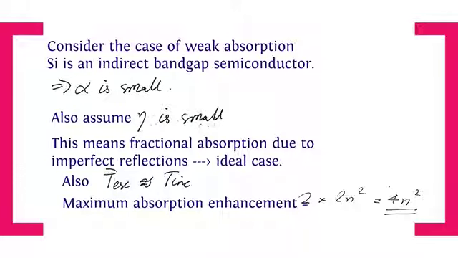So it's the ideal case. Also, those T, the probability of escape and incident and all that, are the same. Then you get the maximum enhancement: 2 times 2n squared, or 4n squared. Now, that's a big number, by the way, right? Again, n squared is about 12. Remember, 3.5 squared times 4. That's 48, right? It's a huge number.